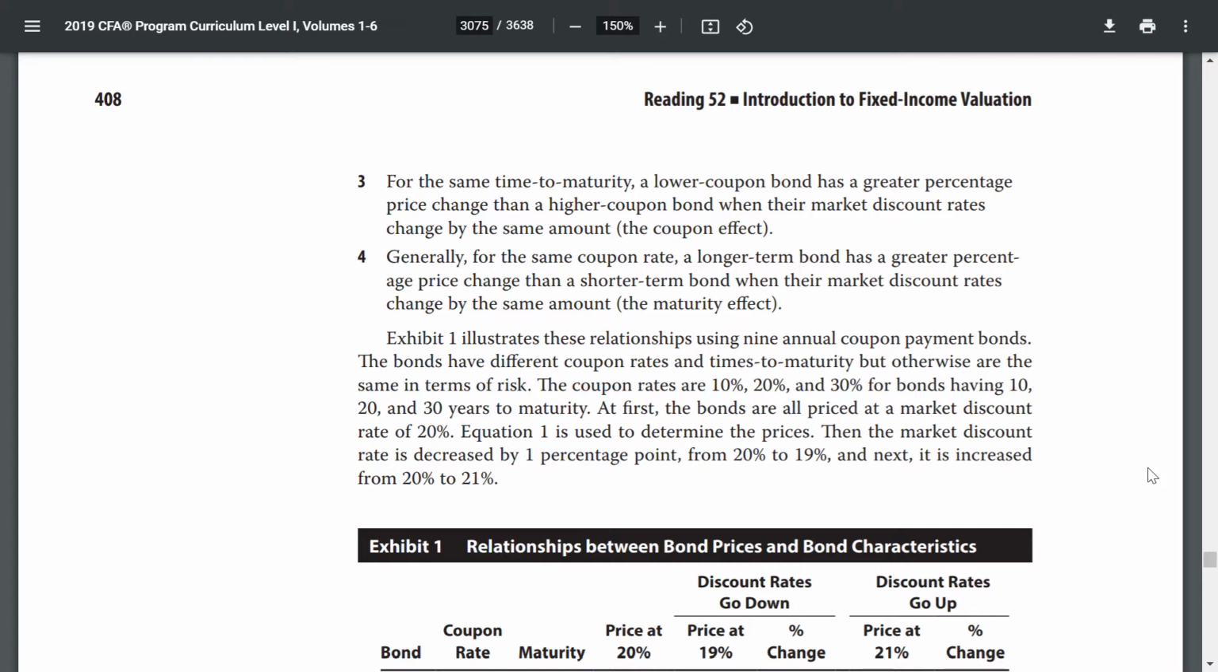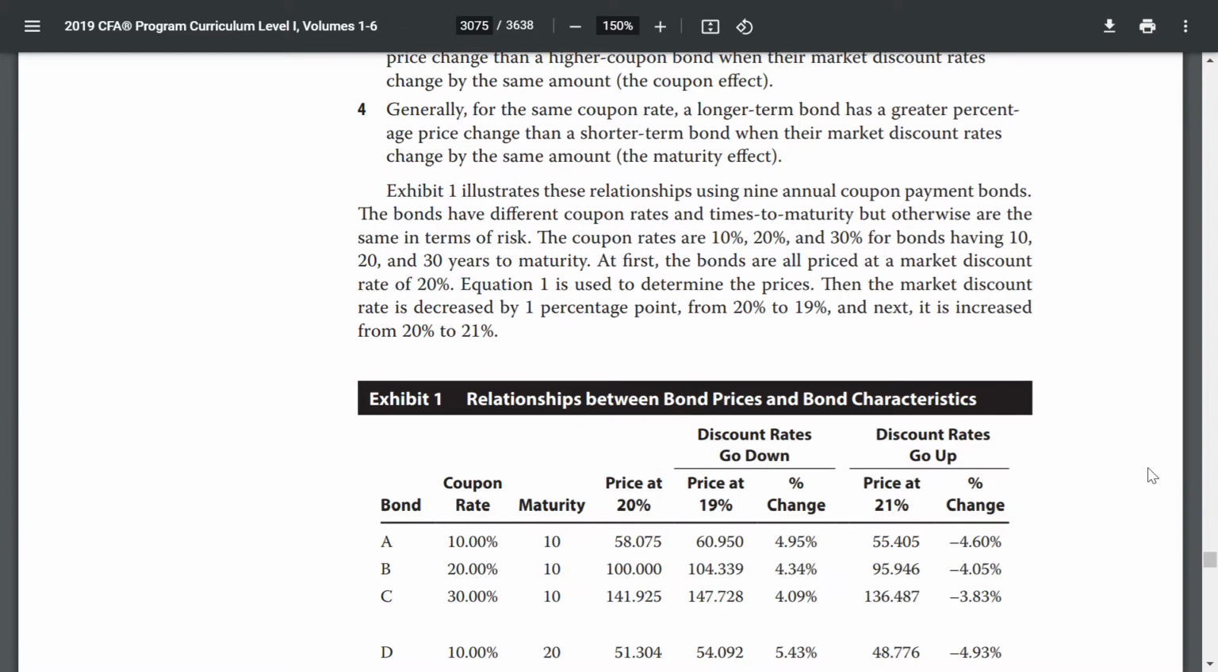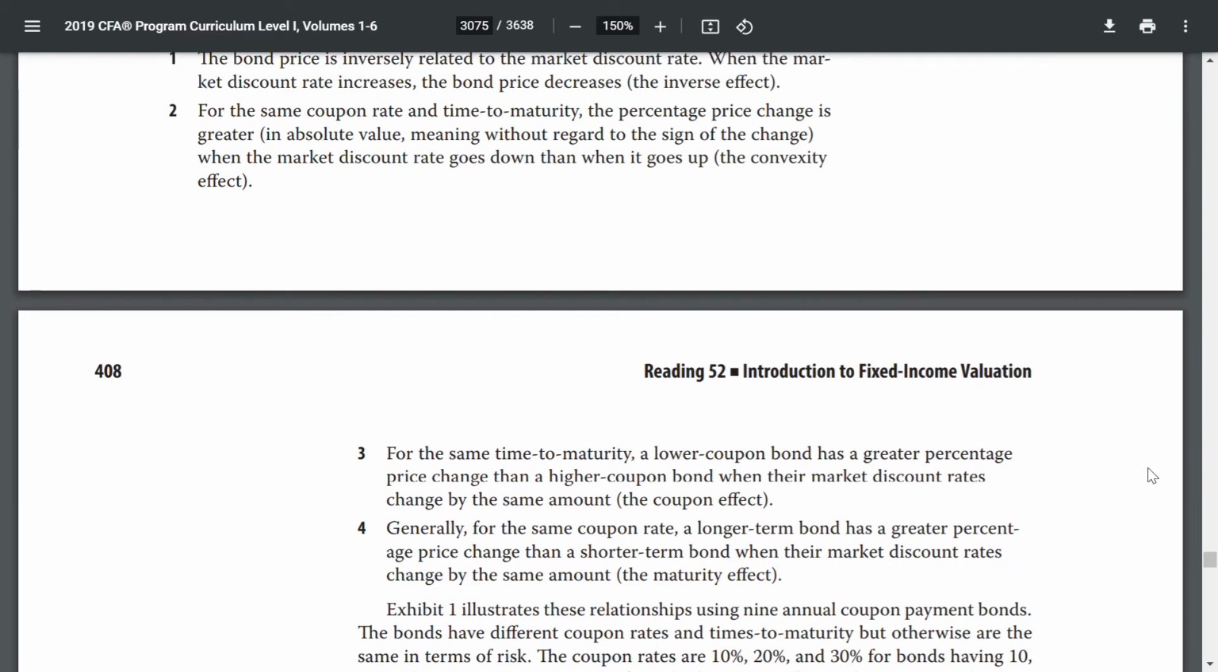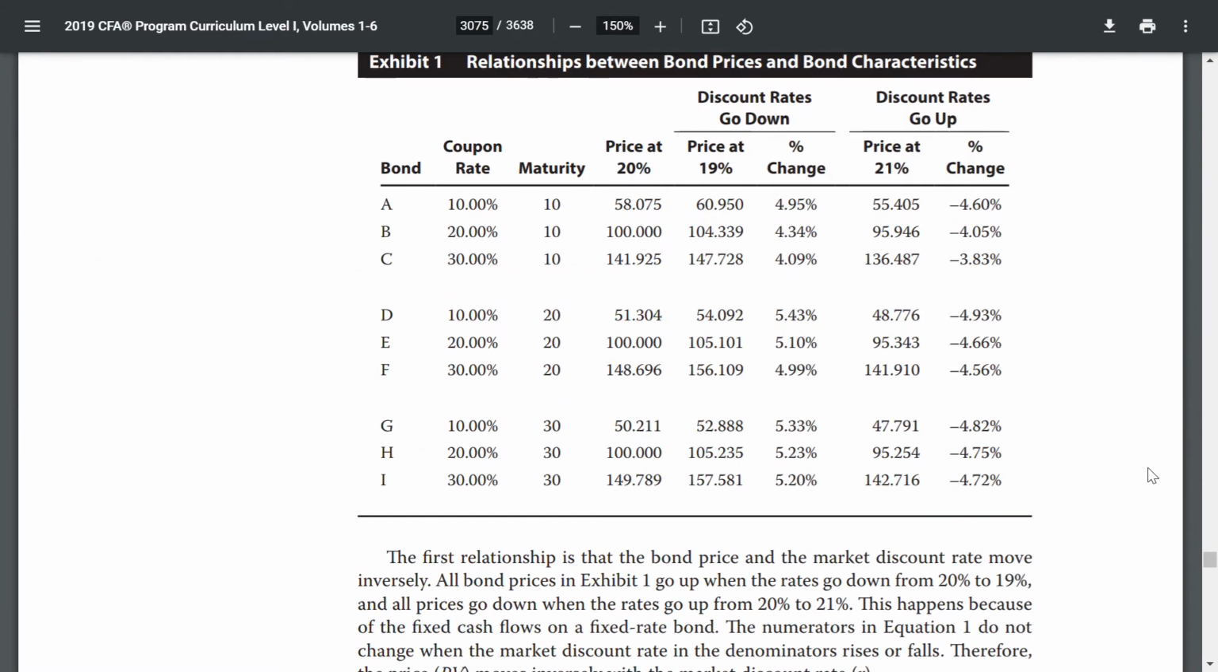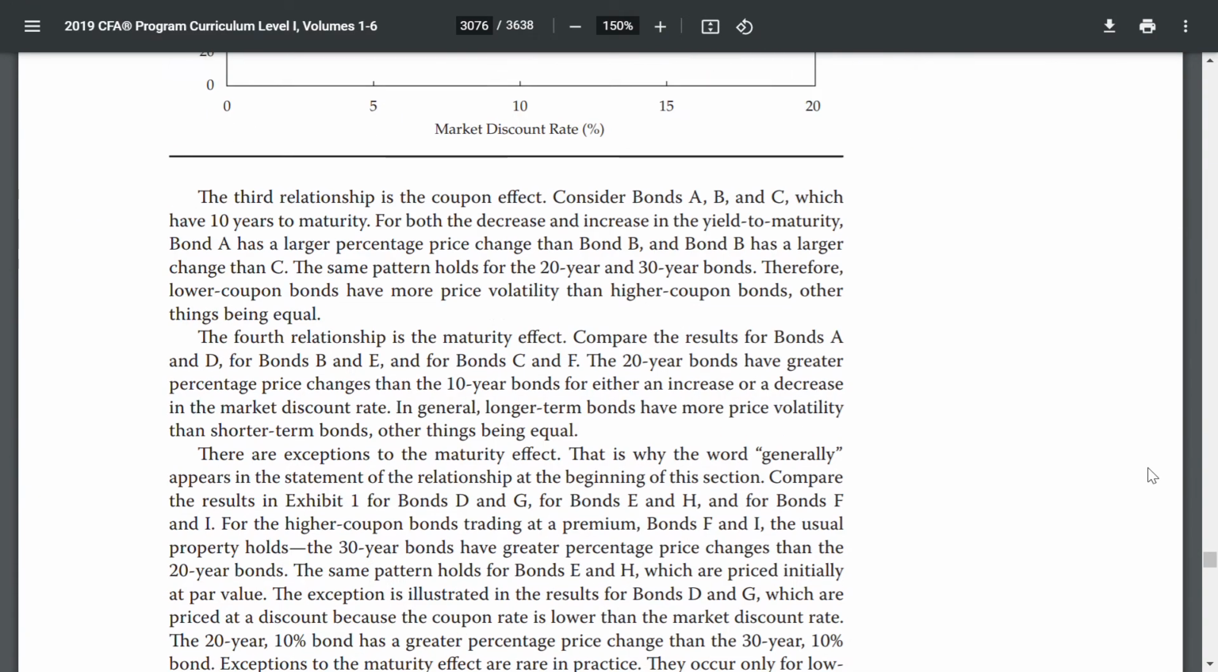And generally, for the same coupon rate, a longer term bond has a greater percentage price change than a shorter term bond when their market discount rates change by the same amount. This is the maturity effect. So these are quite logical, straightforward characteristics of bonds.